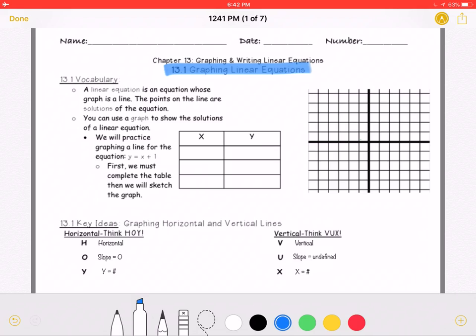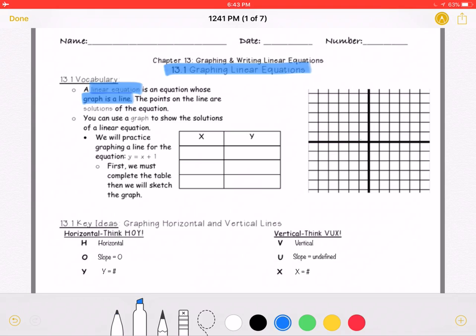Let's first talk about the vocab. A linear equation, if we forget, is an equation whose graph is a line. So remember, linear, there's that root word line in there. So our line is nice and straight. It's either going to be increasing, it might be decreasing, or it could be a horizontal or vertical line. Now, all of the points on the line are solutions of that equation. We can use the graph to show the solutions of each linear equation.